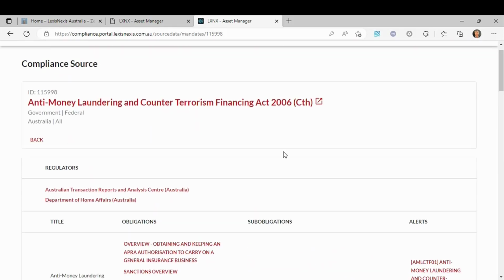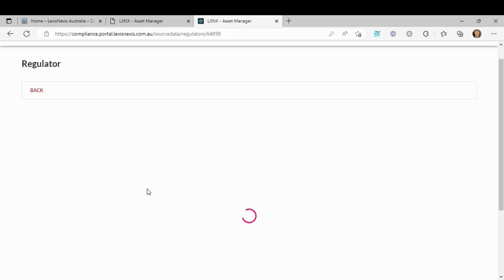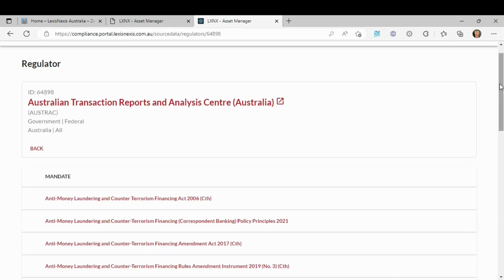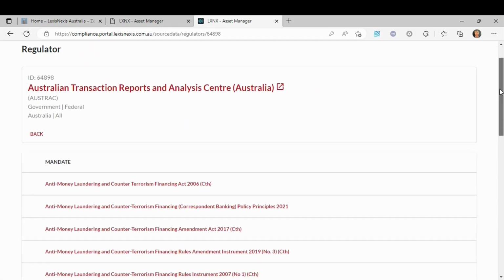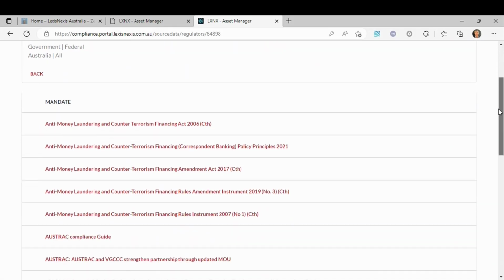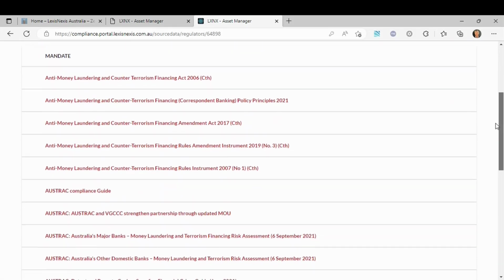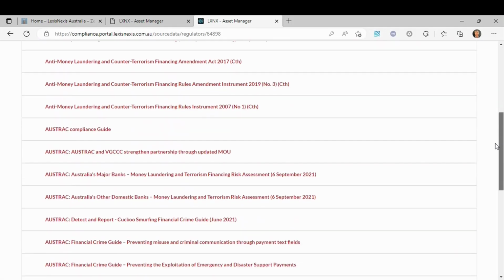Now from there, let's look at the regulators. So if we wanted to have a look at which particular aspects of our content are overseen by a particular regulator, this is the way in. So if we click on AUSTRAC there, what this will do is do a search of the content in our database to see which particular obligations, sub-obligations, and alerts are caught within the AUSTRAC regimen. So by looking at the content of the subscription, you can see what AUSTRAC oversees through the various compliance sources that we inform our content with.